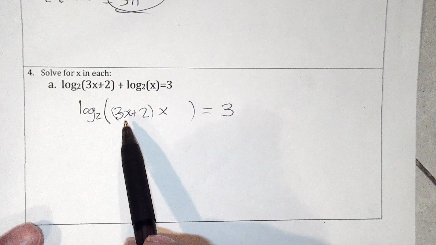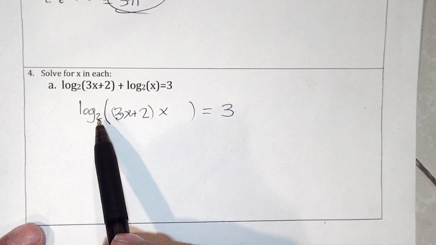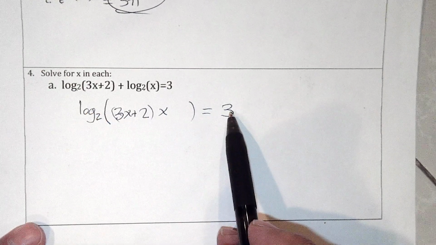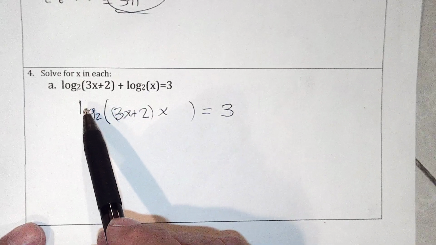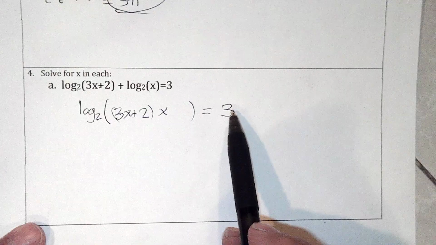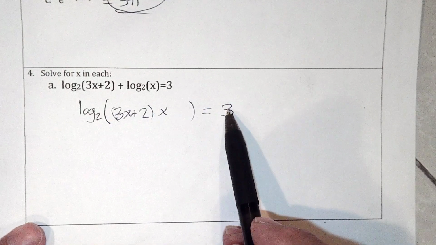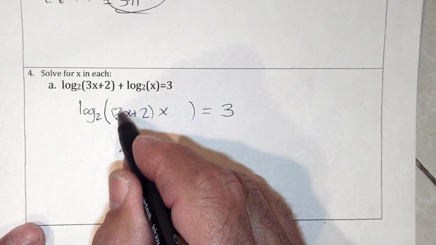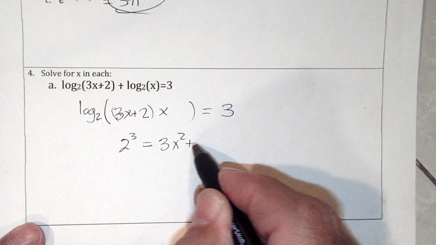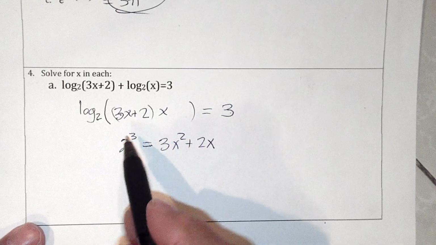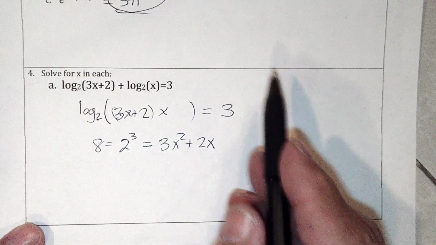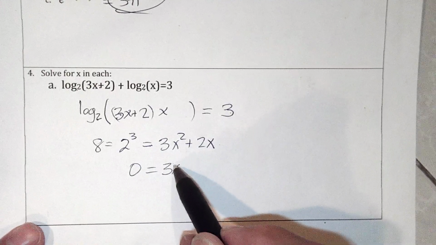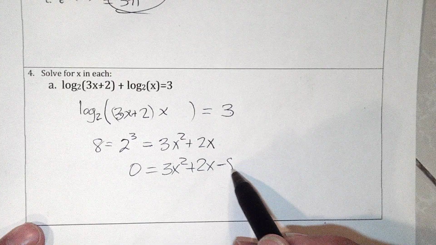Now, I'm going to multiply these together, but I'm also going to change the log base 2 of something equals 3 to a power equation. It says, to what power do I take 2 to get this? The answer is 3. 2 to the third power makes this. So 2 to the third makes 3x squared plus 2x. 2 to the third is 8. So if I subtract 8 from both sides, I get 0 equals 3x squared plus 2x minus 8.